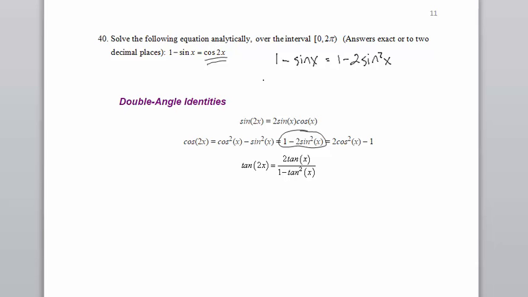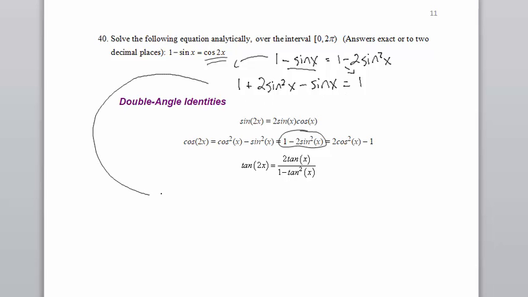So I'm going to add 2 sine squared x to both sides. This is still over here on the left, minus sine x. And then the next step, well, let me go ahead and write it out. I still have equals 1, and over here I still had that 1. So this 1 is still there, this 1 is still there, and then I'll subtract 1 from both sides, and of course that would give me, let me come down underneath my identities, 2 sine squared x minus sine x equals 0.